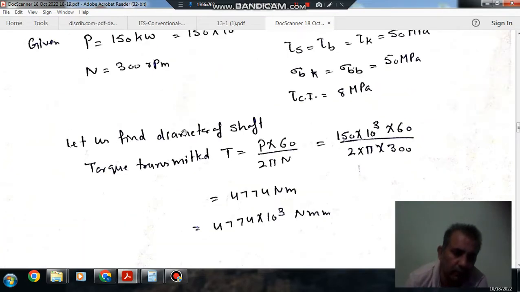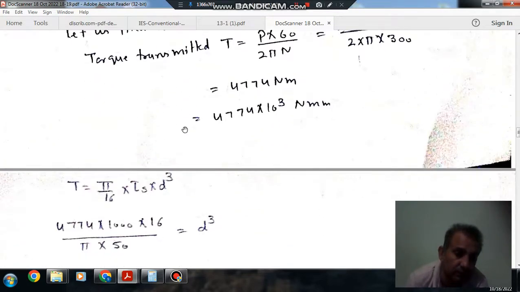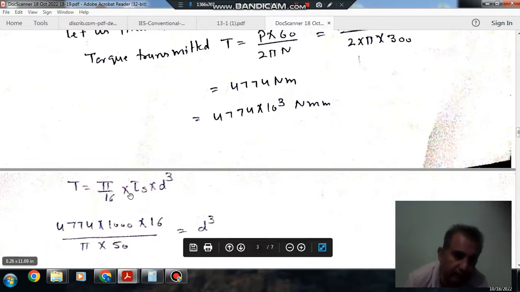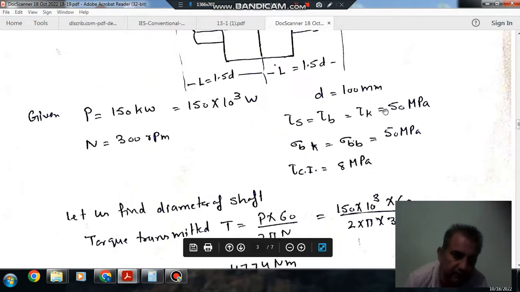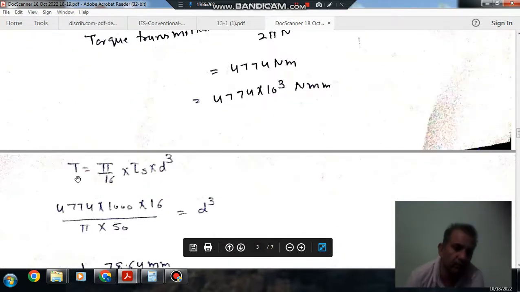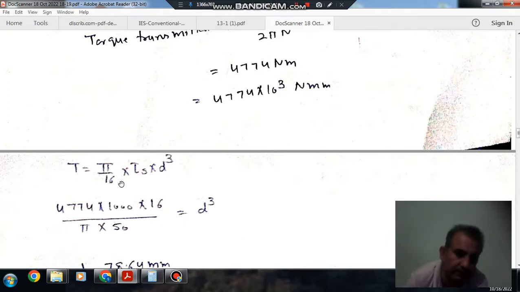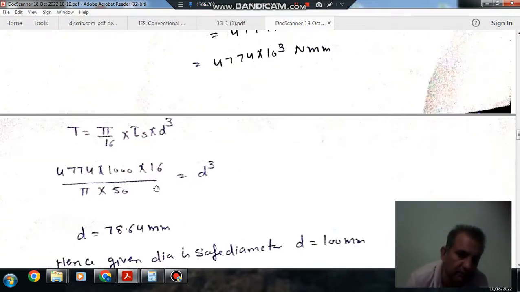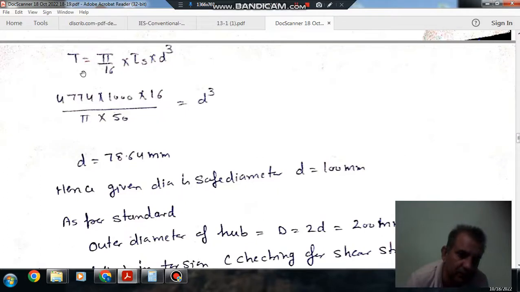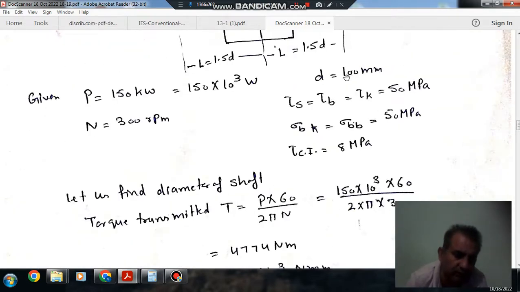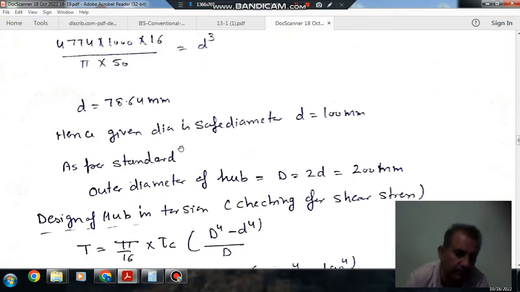So first of all we design the shaft. To find out the diameter of shaft we will use that torque, and we'll take the shear stress and use the torsion equation. According to the torsion equation, T is equal to pi by 16 tau s d cube, and d cube comes out as, because T is known, tau s is 50 MPa. So d comes out as 78.64 mm. But the diameter given here is 100 mm, which is within the safe limit. So that is the design of shaft.